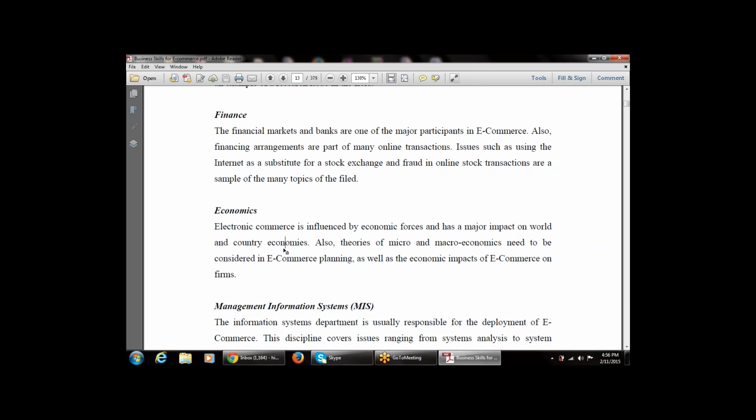If we use e-commerce, that means trading of goods and services over the internet, at the same time the consumer pays for the product, so it is used for instant changes in the economies. Also, theories of micro and macroeconomics need to be considered in e-commerce planning. Microeconomics means demand and supply, and macroeconomics means the study of statistics, such as mean, median, and mode. The economic impacts of e-commerce on firms are also considered. That is, there is an impact of e-commerce on the firms.